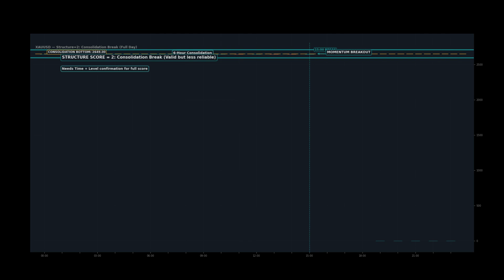At 2 p.m., a decisive close above the range breaks out with body greater than 50%. A wick break that closes back inside would be a fake out, but here the close is decisive. Entry at the close of the breakout candle or on the first pullback to the broken boundary. Stop 10 to 15 points behind the opposite boundary of the consolidation. Target: the width of the consolidation range projected from the breakout point. Structure score equals 2 because consolidation break is strong but not as reliable as SR flip or false breakout.